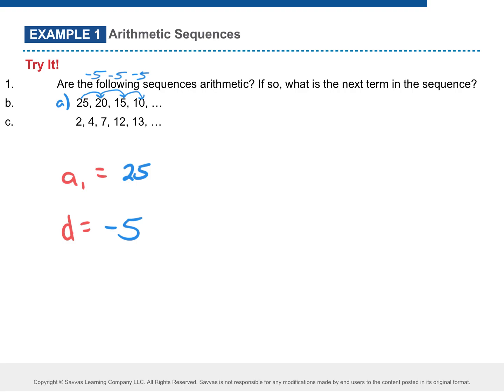Let's look at B. Okay, what is my A1? A1 is 2, because that's my first term listed. What about the difference? How do I get from 2 to 4? Add 2. Can I assume all of these are add 2? No. What about 4 to 7? 3. 7 to 12. 12 to 13.